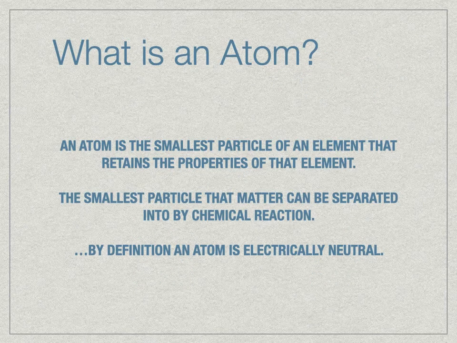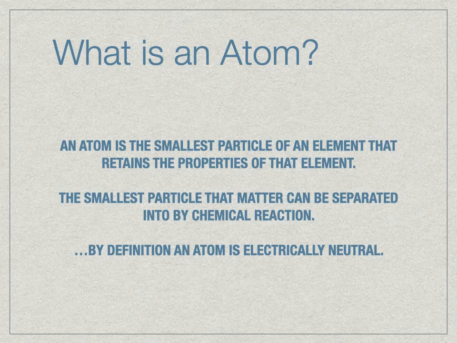So what is an atom? There's a bunch of different definitions we can use for an atom. An atom is the smallest particle of an element that retains the properties of that element. So if you have a large sample of an element and you break it down in half and in half and in half and in half, you can keep breaking it down until you get to a single atom. If you break that atom apart, you're now not going to have that element anymore.